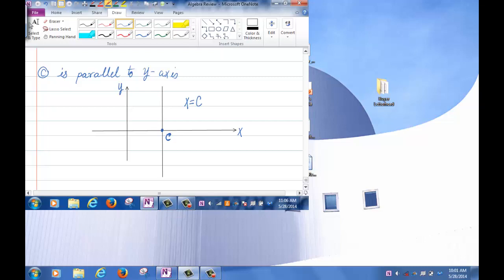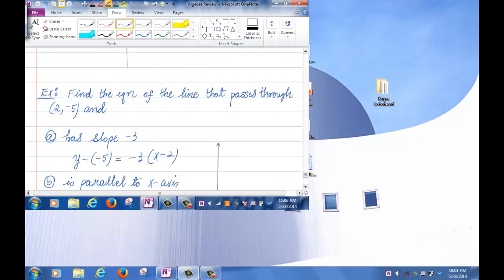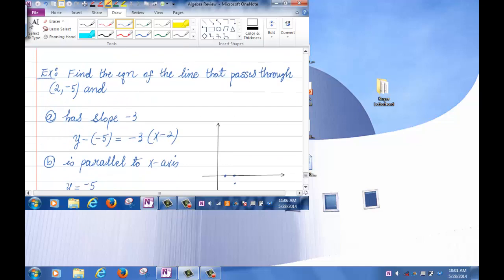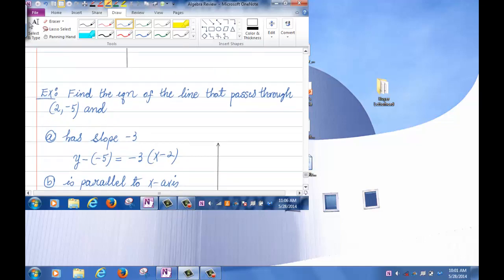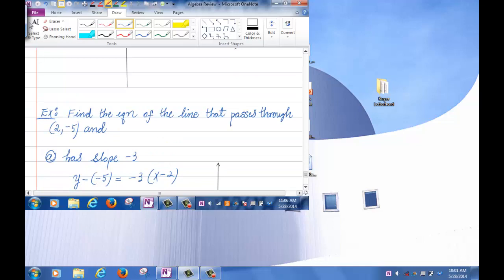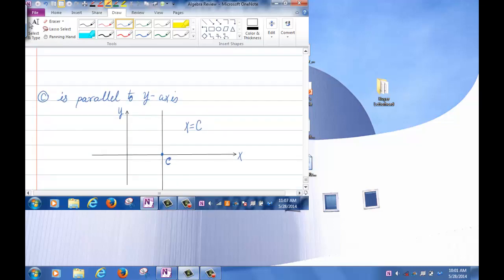Okay. So now, in order to answer this question, we know that our straight line goes through the point 2, -5, and it is parallel to the y-axis. So what would be the equation in that case? So what's the answer here?